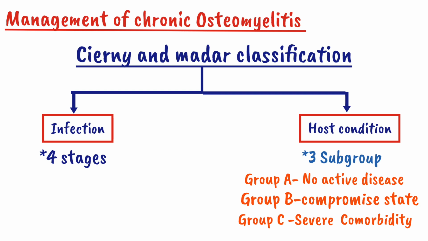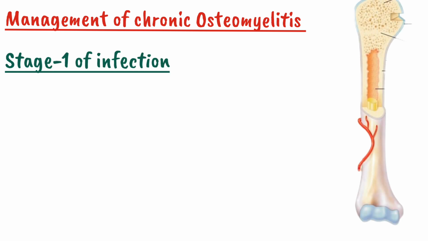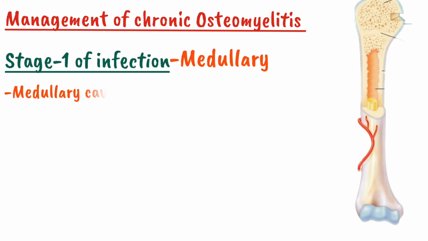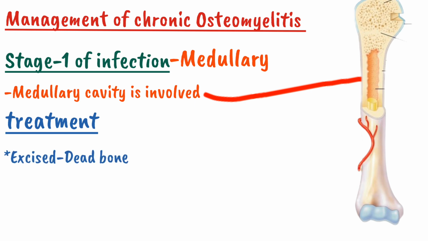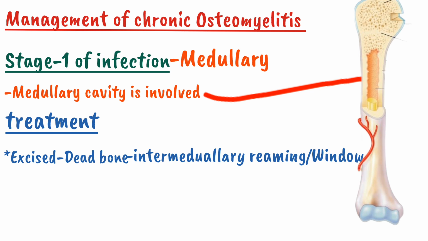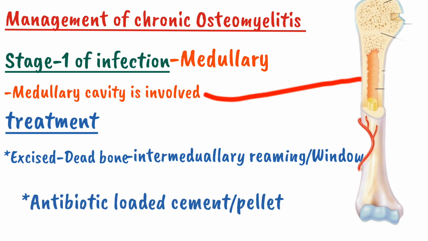And the infection of bone is divided into 4 stages. The first one is stage 1, called the medullary stage. In this, only the cancellous bone is involved, meaning that only the medullary portion of the bone is involved. To treat this condition, we excise the dead bone by carrying out intramedullary reaming or windowing the cortex. So what we do is create a window from the medullary portion to the outside. We remove all the dead bone, and the defect created by removing the dead bone is filled with antibiotic loaded cement or absorbable pellets.